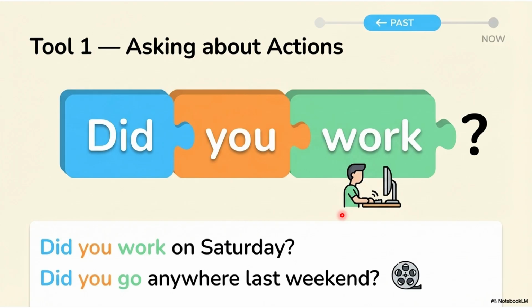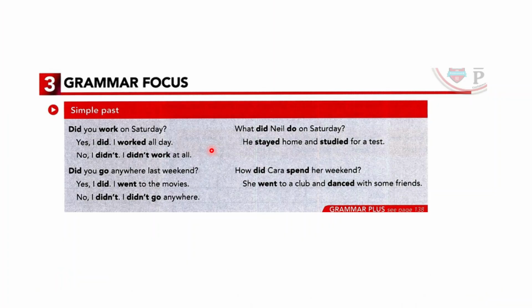The same thing happens here. No, I didn't. I didn't go anywhere. Again, because I am using the auxiliary here in its negative form, didn't, the verb stayed in its base form. The same thing happens with the questions.